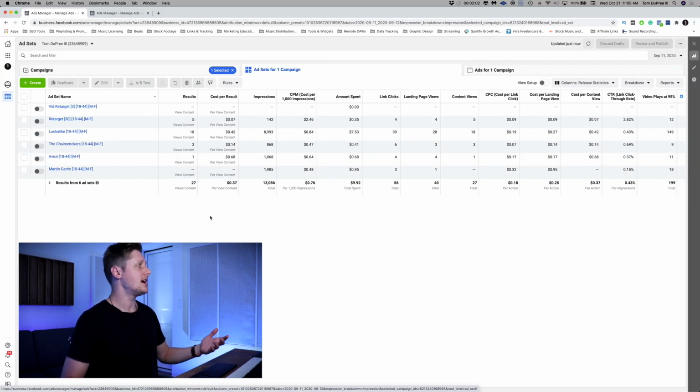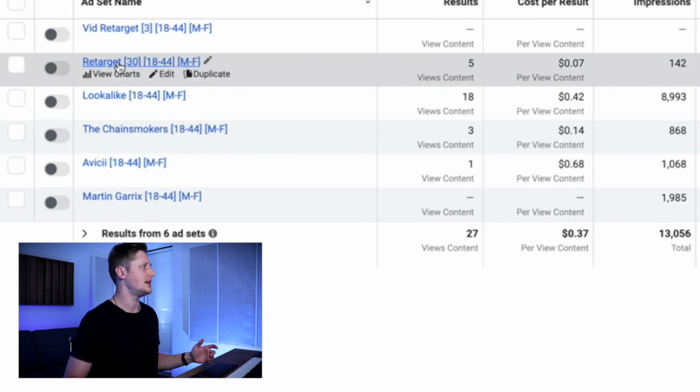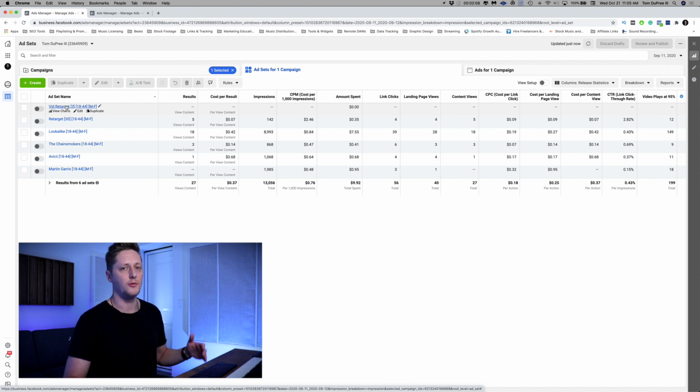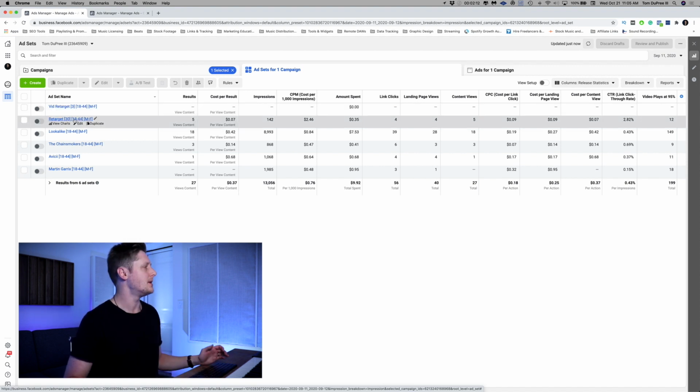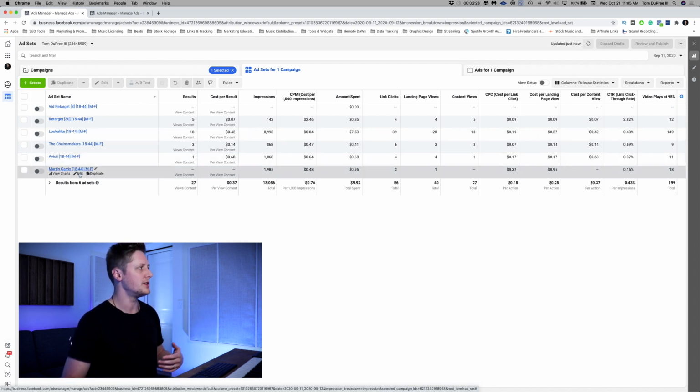And as you can see, I've got all of my ad sets split out by artists that I was targeting. The vid retarget did not run on this day. This came in later, but I split tested retargeting people who had already clicked through ads in previous campaigns. I split tested a lookalike audience based off of those people that was global, all Spotify territories, and then 3 different artists that I thought were pretty good fits for the song.